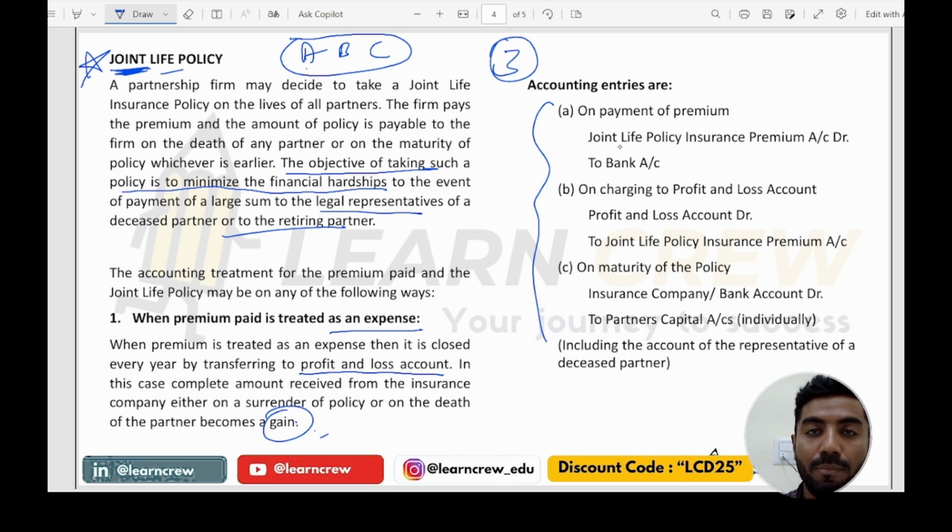Initially, when you're making a premium payment, that will be joint life policy insurance premium account debit to bank account when you do the payment. Whatever is in the joint life policy premium account should be transferred to the P&L account: P&L account debit to joint life policy insurance premium account. Then on maturity, the entry will be insurance company or bank, whatever. If you're receiving in the bank account or cash, then bank account debit to partners' capital accounts. Okay, these are the accounting entries when the premium is treated as an expense. Let's look into the second case.